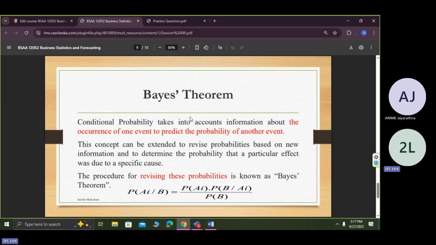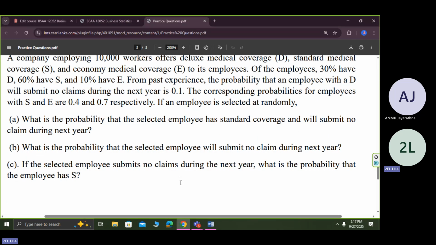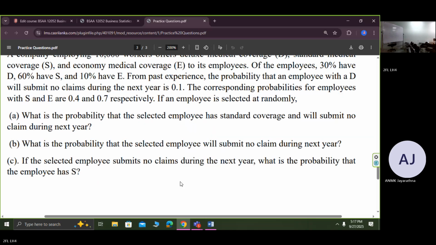Normally we calculate the probability this way: that the particular person has the deluxe medical coverage and submits no claim during the next year. But when we use Bayes' theorem, we calculate this revised probability. According to this example, the question, read here part C. Previous question part C. What does it ask?